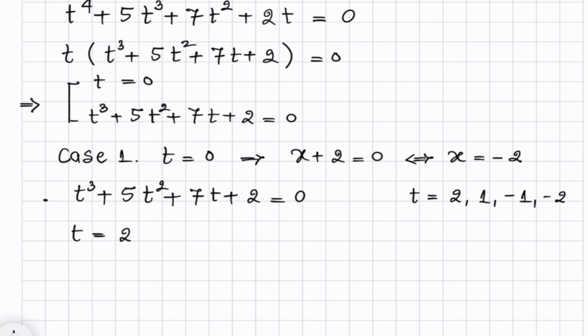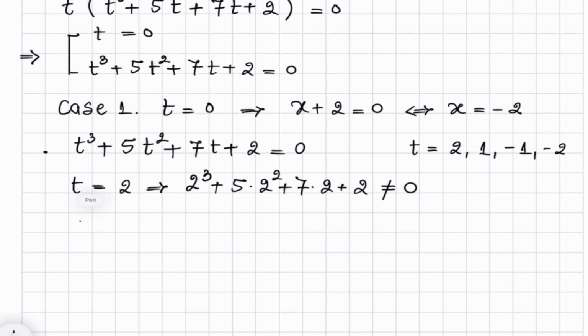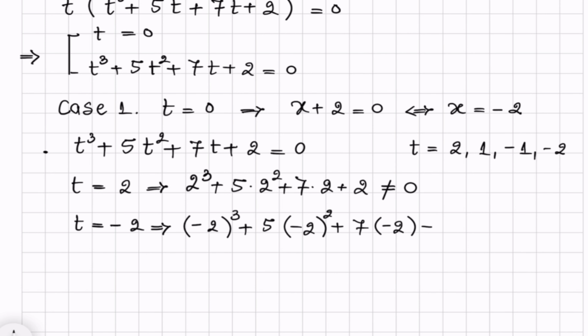Then we will get 2 cubed plus 5 times 2 squared plus 7 times 2 plus 2. So that is impossible that it will be equal to 0. It is impossible, right? So when t is positive, it is impossible. So then let's say when t is negative, when t is equal to negative 2, then we will get negative 2 cubed, and then plus 5 times negative 2 squared plus 7 times negative 2 plus 2. Will that equal 0 or not?